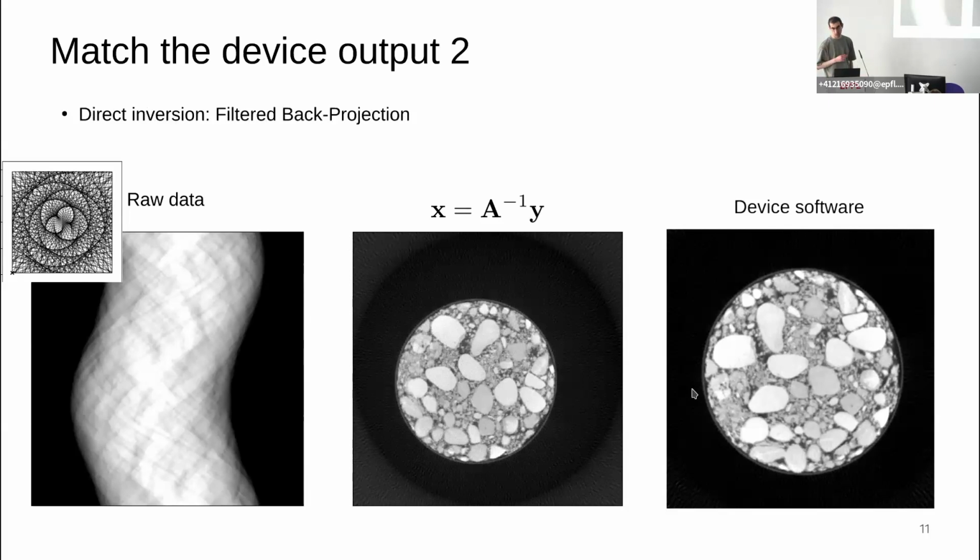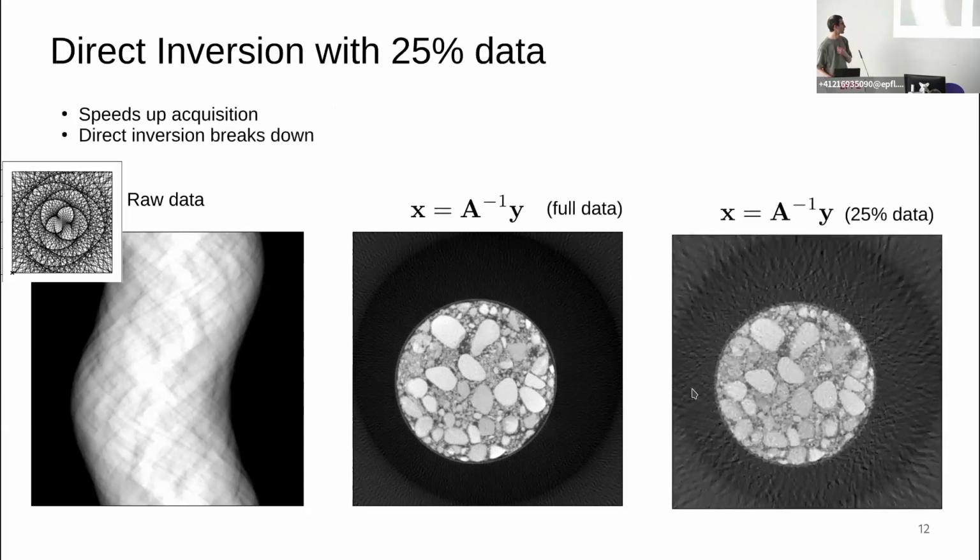So here we still kept all the data, but now that we replicated it, we can do what we wanted to do. So now we throw away 75% of the data, and let's try to use the same algorithm. We see that by doing so, okay, it does break down, which is to be expected because this method only works well if you have a lot of data. We have these high frequency artifacts that appear.